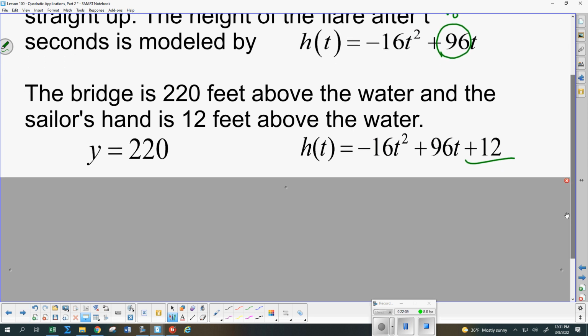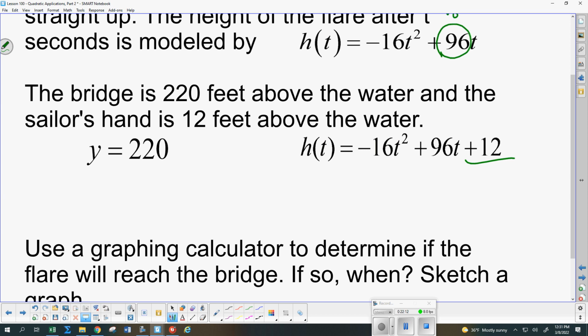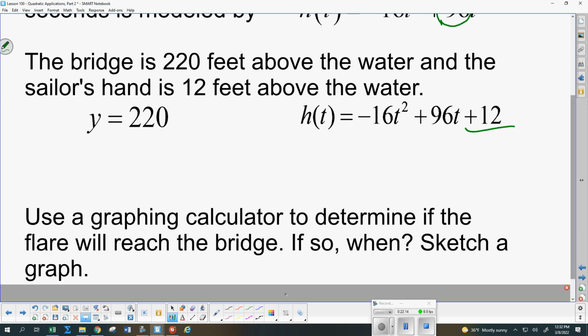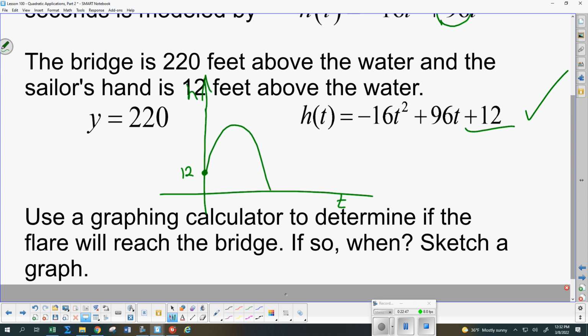Okay, let's see what we're supposed to find in this. Will the flare reach a bridge? Well, I can go ahead and start drawing my sketch. Will my y-intercept now, we're using this one, be 0, 0? What do you think? Yes, no? Why not? So it needs to be 12, so we're going to start here at 12 and shoot the flare up and it's going to land. So this is going to be our time and this is going to be our height.